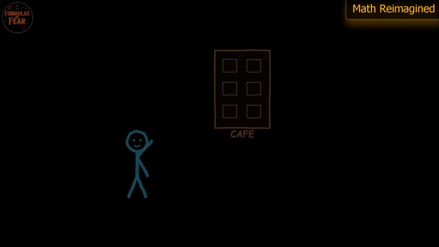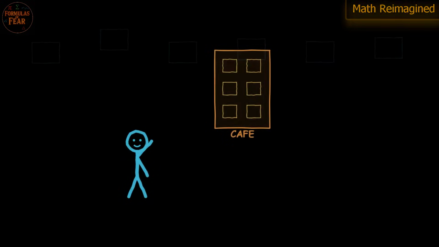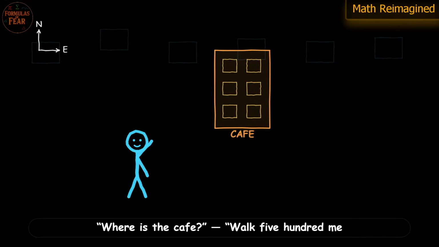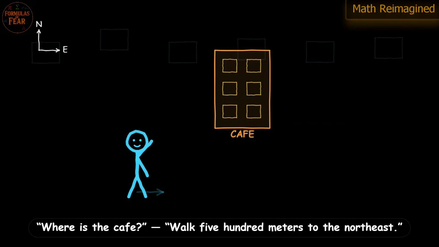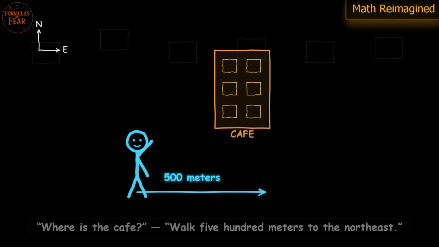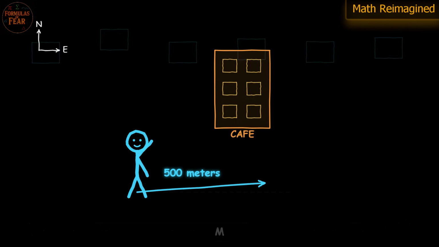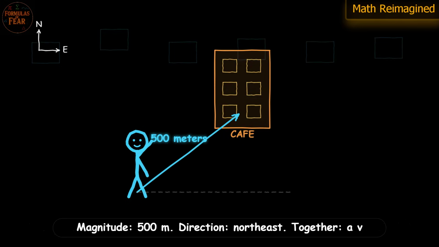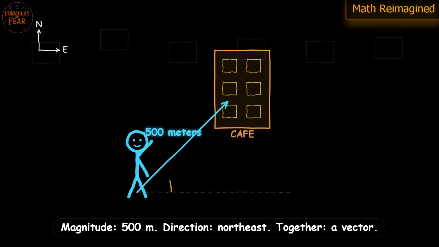Let's start with the simplest building block in linear algebra, the vector. Forget the word vector for a moment. Imagine asking your friend, where is the cafe? And they reply, walk 500 meters to the northeast. This simple sentence carries two pieces of information, magnitude, which is 500 meters, and direction, which is the northeast. Together, these two pieces of information are called a vector.